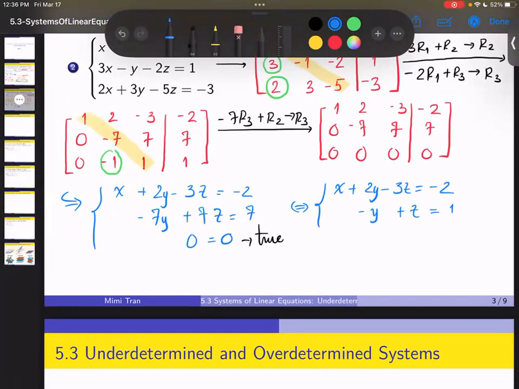Everybody does things differently. We're going to choose one of the equations and solve for one of the variables. The easiest one is the second one because it only has two variables. So I'm going to solve for z equals y plus 1. So far so good. Why do we want to do this? Because of the parameter, right?